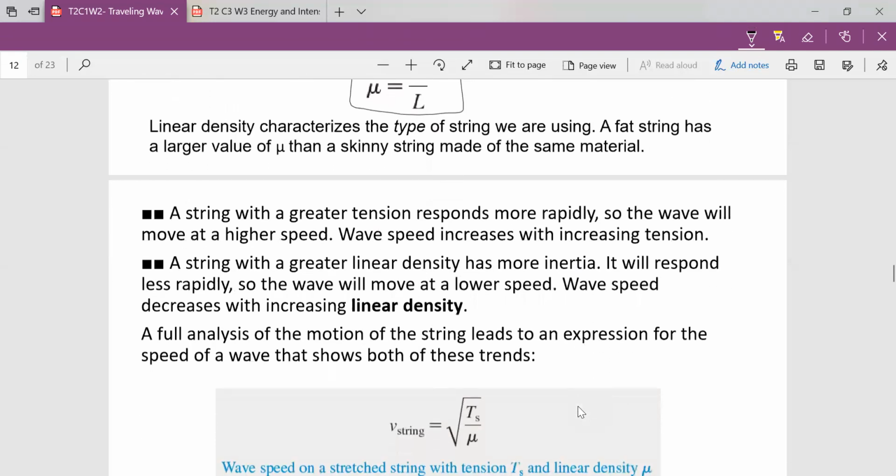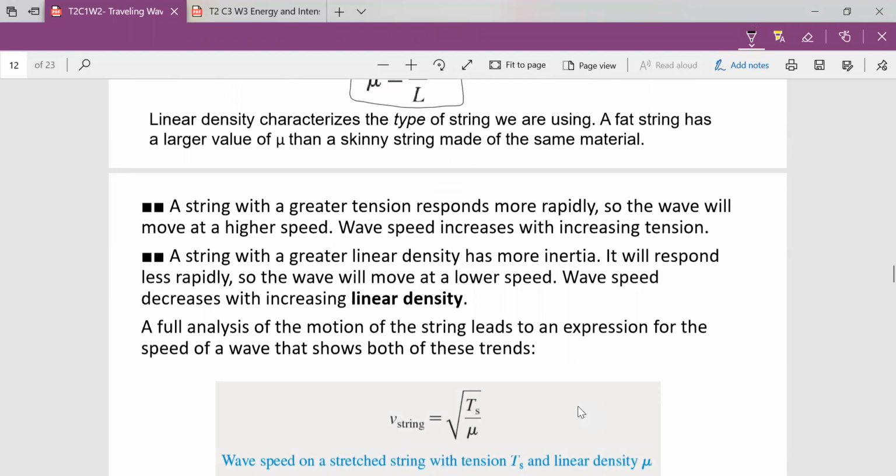All right, and another thing we should note about the string is that a string with a greater tension responds more rapidly. So the wave will move at a higher speed in a string with greater tension than one with less tension. A string with greater linear density has more inertia, so it is more resistant to change in motion, or more resistant to displacement of its particles.